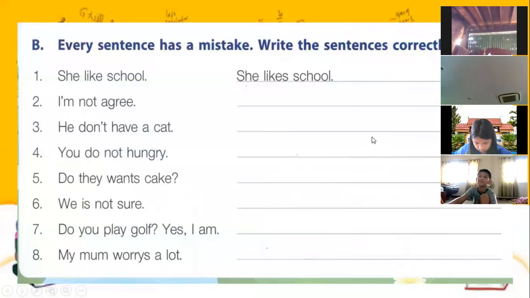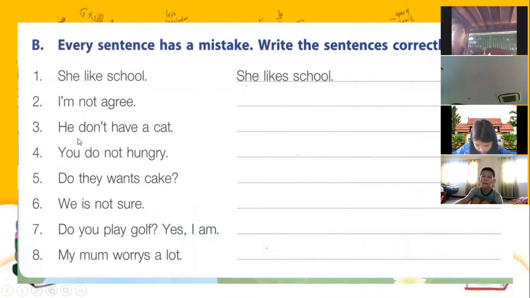Okay, now let's have a bit more practice. Here in the sentences, there are a few mistakes, so we are going to correct them. The first sentence we have, she likes school. Here we are going to change the verb with S. So she likes school.